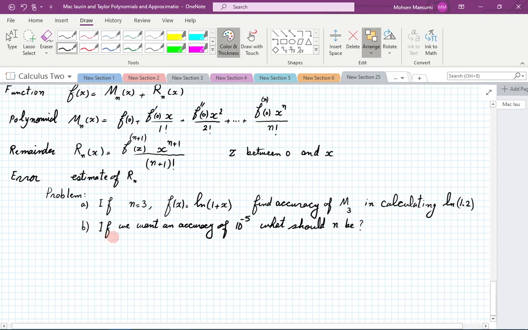A much more complicated issue is the reverse. Suppose they tell us that we want the quantity calculated with an accuracy of a certain level. That is, our error needs to be less than a certain given number. So suppose I want to calculate the logarithm of 1.2 using a Maclaurin polynomial, but I want to make sure that my error is less than 10 to the power of minus 5. Question: how many terms do I need to use? What should be the exponent of the very last term we use here?